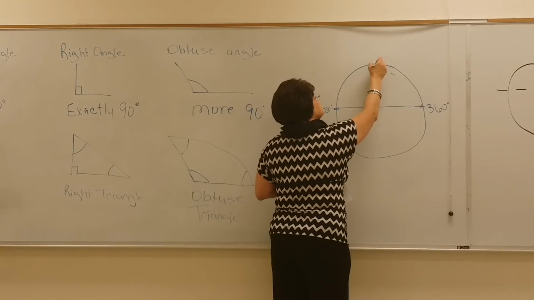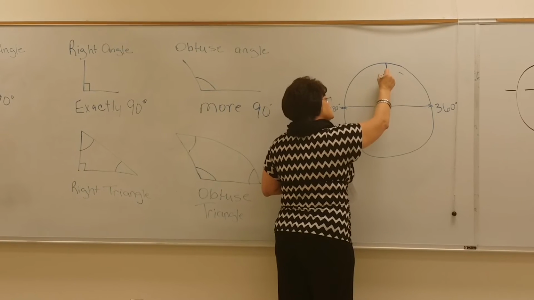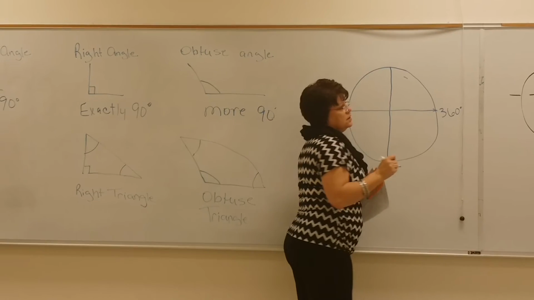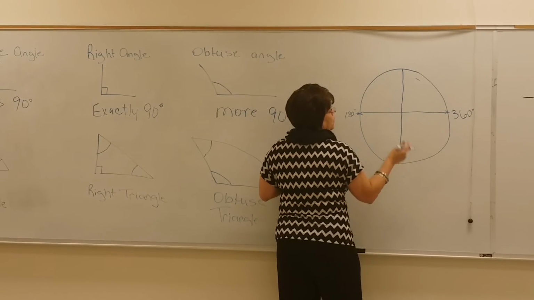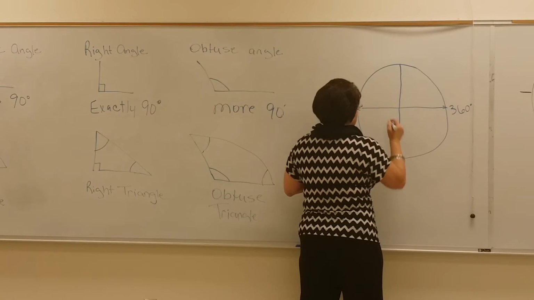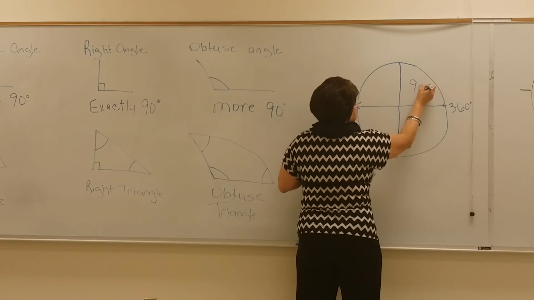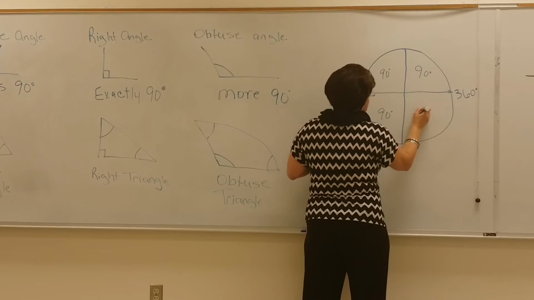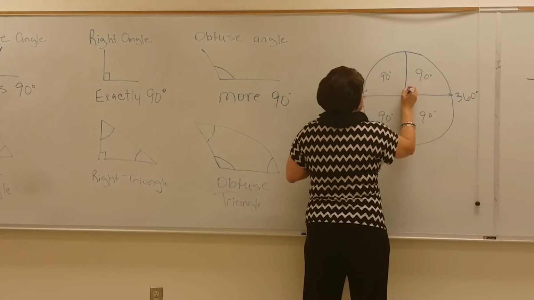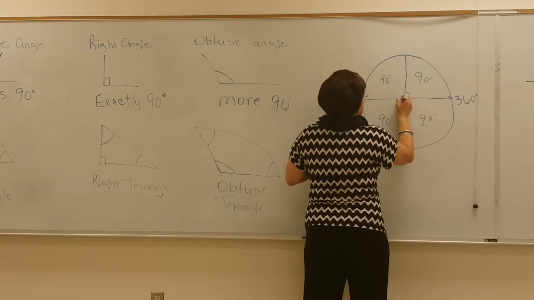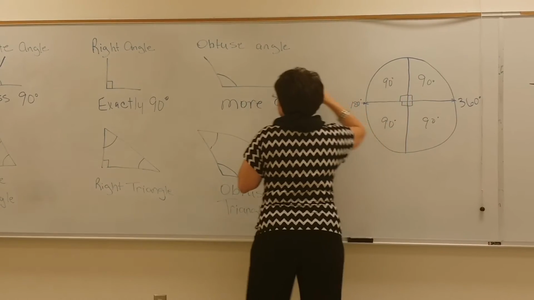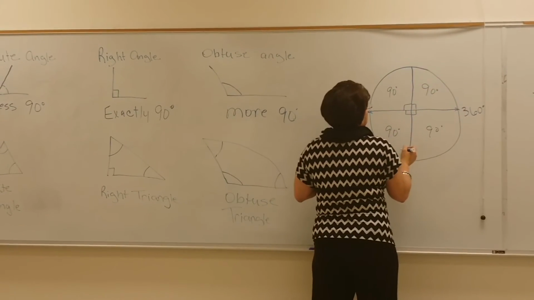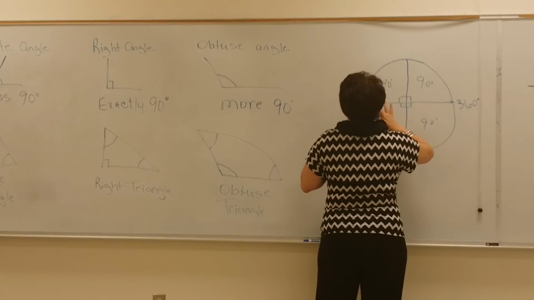If you were to cut a circle in fours, each one of these fours, what times 4 equals 360? 90. This is 90 degrees, 90 degrees, 90 degrees, and 90 degrees. So you have 4 right angles right here because it's exactly 90 degrees. 4 right angles in a circle.